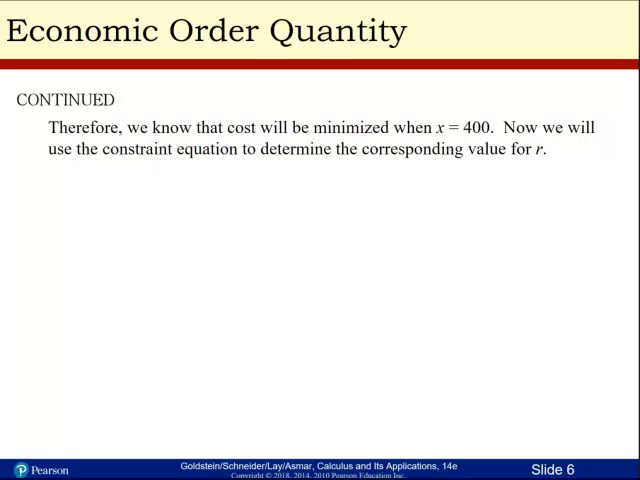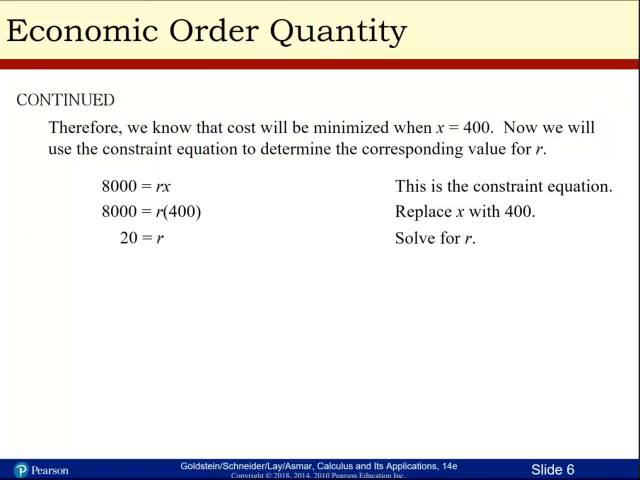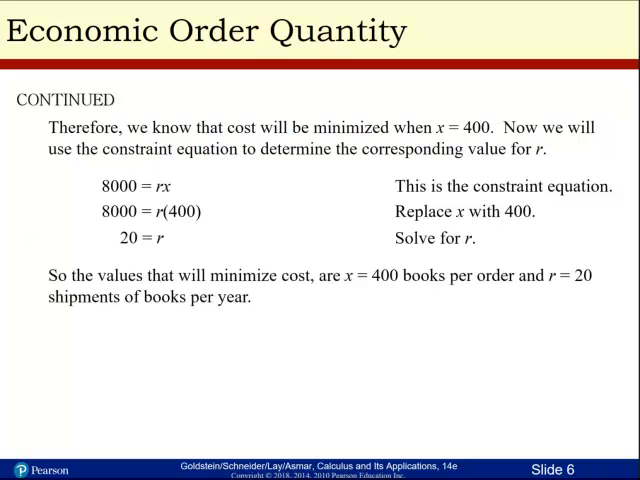So we're going to use the constraint equation now to determine our value of R. We're just going to plug that into 8,000 equals R times 400. Solve for R, and we get that R is 20. So the values that are going to minimize cost are x equals 400 books per order and R equals 20 shipments of books per year. Very nice.